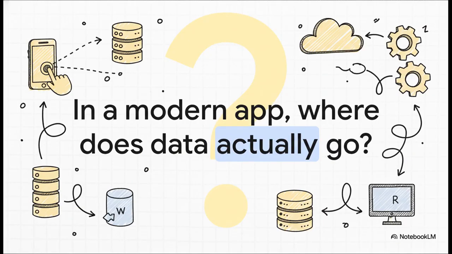For us, it's just a simple tap. But that one little action kicks off this incredible chain reaction. It's pinging databases, cloud services, all sorts of processing engines. So to really get a handle on how this all works, we've got to ask the big question. In an app today, where does our data actually go?